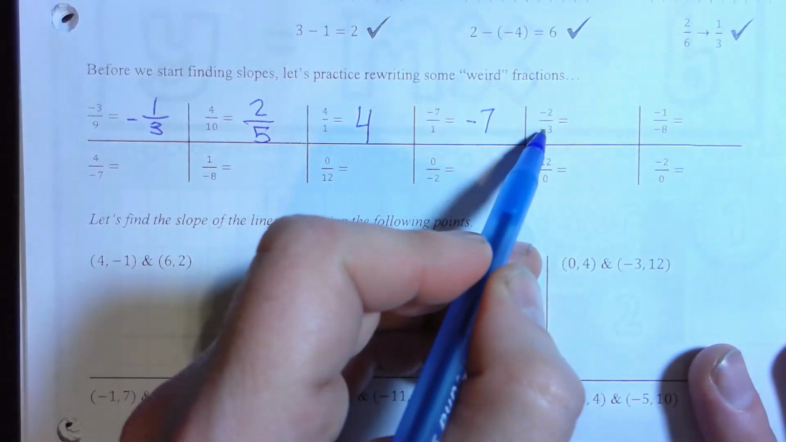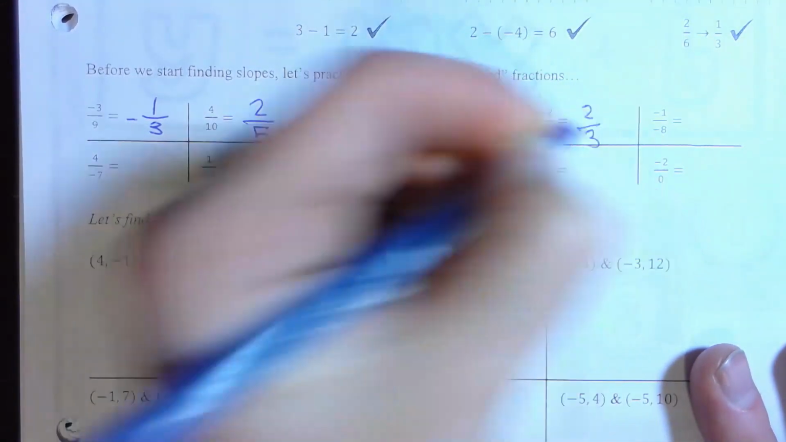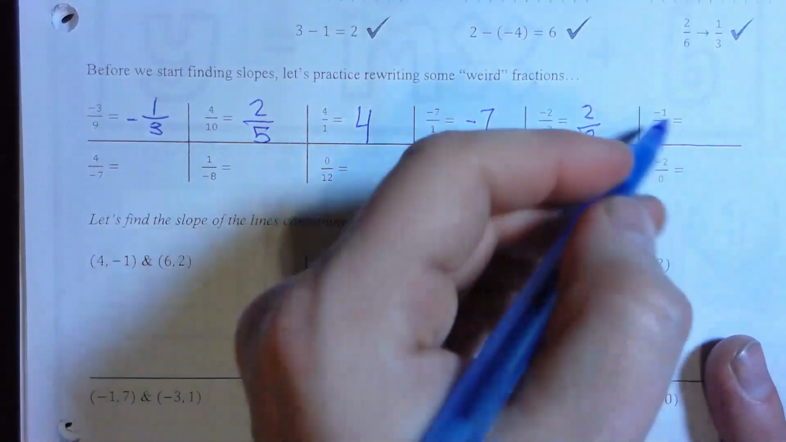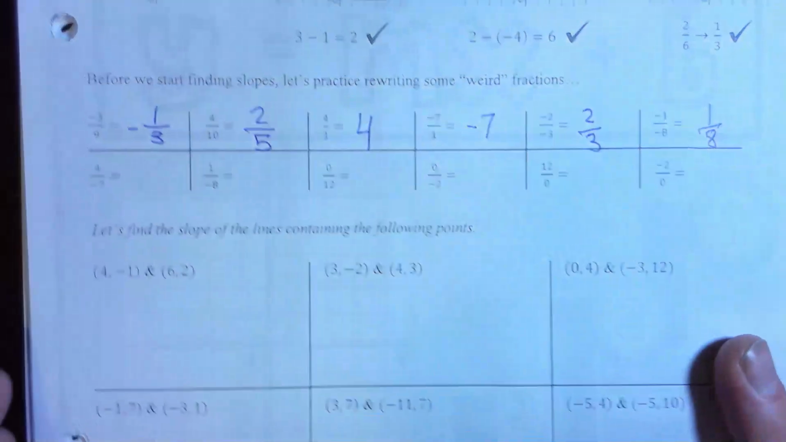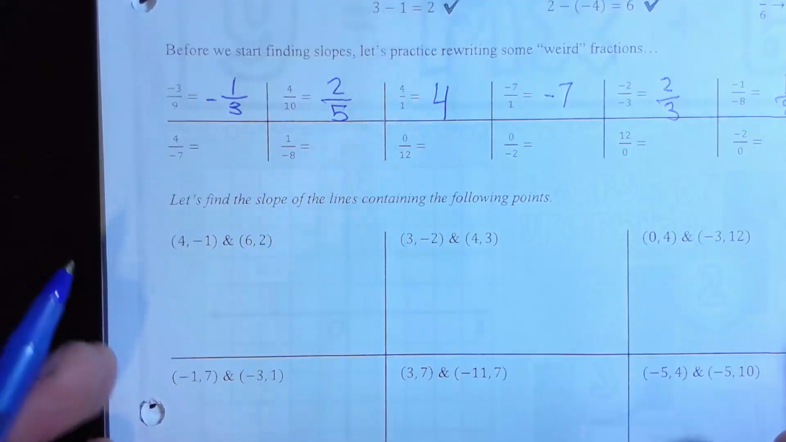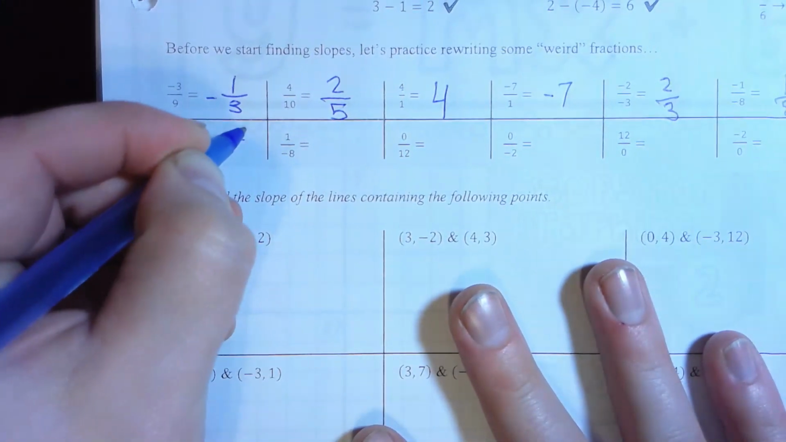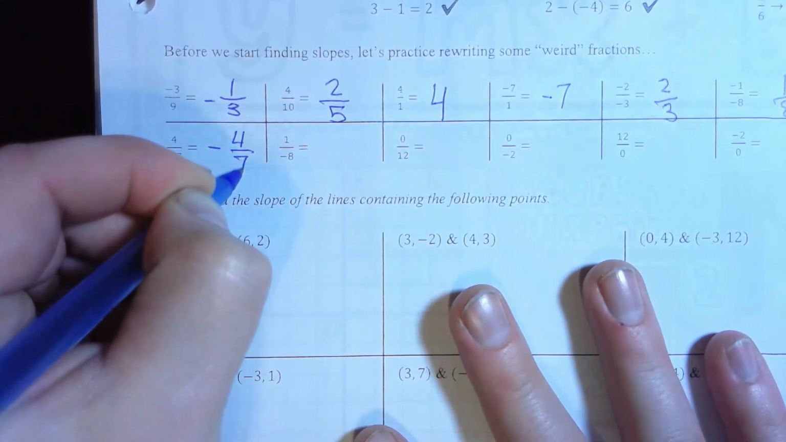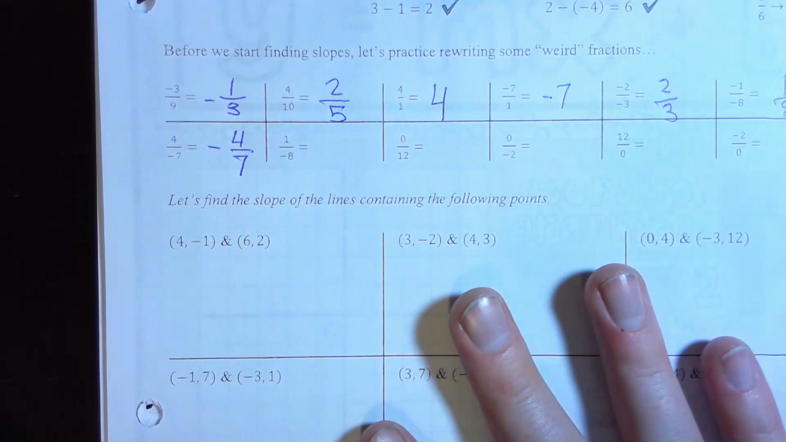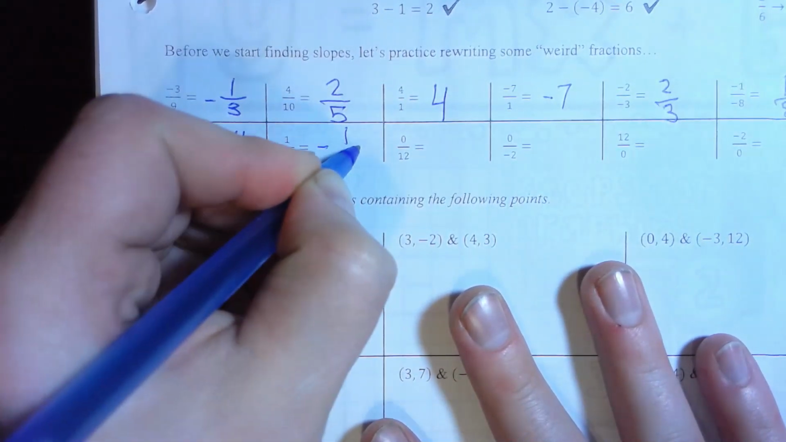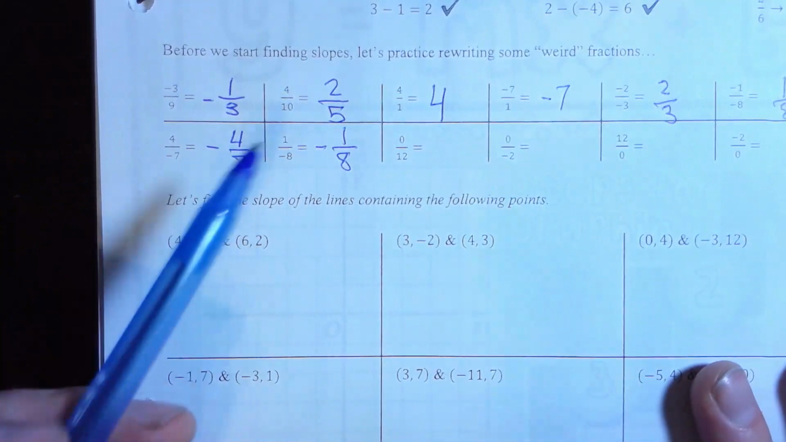-2 divided by -3. A negative divided by a negative is a positive number. Those negatives go away. Same thing here. 4 divided by -7. Well, we can just pull that negative sign out front. Okay? And that just makes it easier. These are both the same. Again, we can pull that negative sign out front. That might make something else easier in the future.